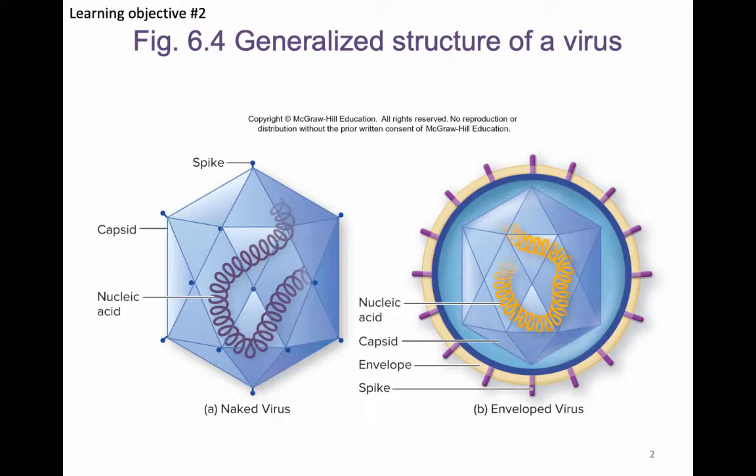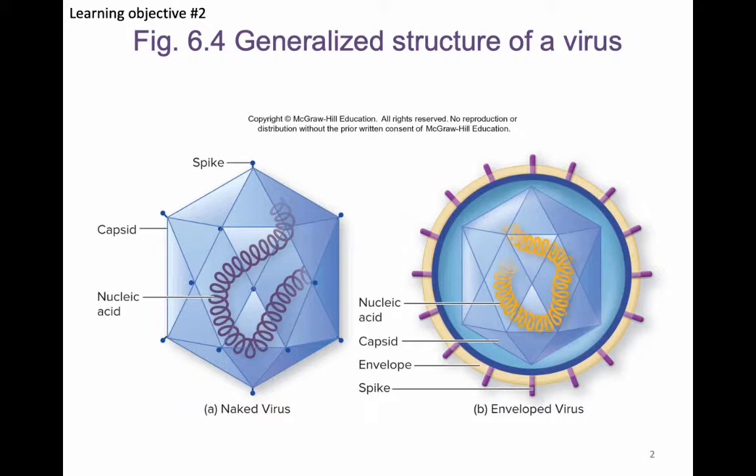Outside of the capsid are spikes, which are protrusions from the capsid that will be very important in infecting host cells. And I want to remind you that the viruses are acellular microorganisms, so although the capsid structure resembles a cell in some ways, it is not considered a cell. So the virus is acellular.